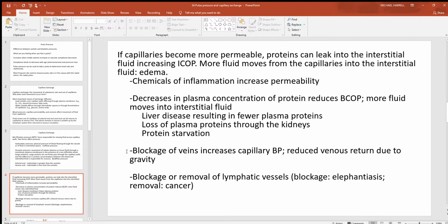Blockage of veins. If you block the outflow of a capillary, the blood can't get out. More material will be forced out into the tissue. Also, if you have blockage or removal of a lymphatic vessel, where the arteries bring everything into a tissue, the veins take 90% of it out, and the lymphatic vessels get that remaining 10% out of a tissue. So if you lose one of these vessels or it gets clogged up, you're losing part of the outflow, and that would definitely cause a buildup of fluid material in the tissues of the body.